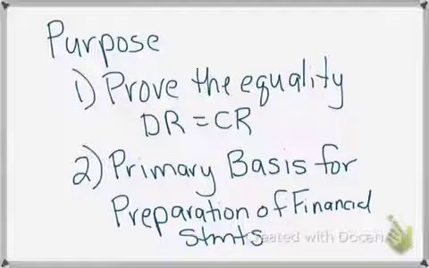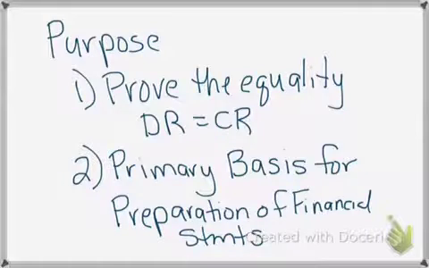The purpose of the adjusted trial balance is to prove the equality, that your debits equal your credits. And the second purpose is that they are the primary basis for the preparation of financial statements.